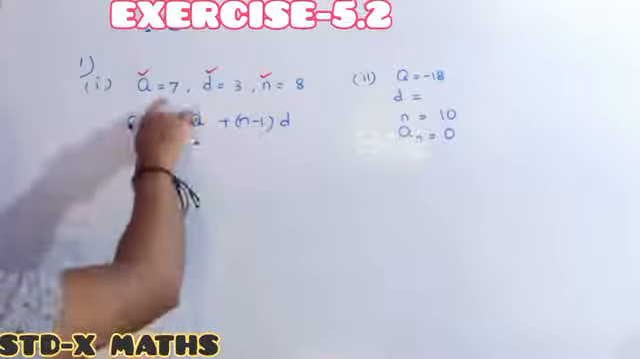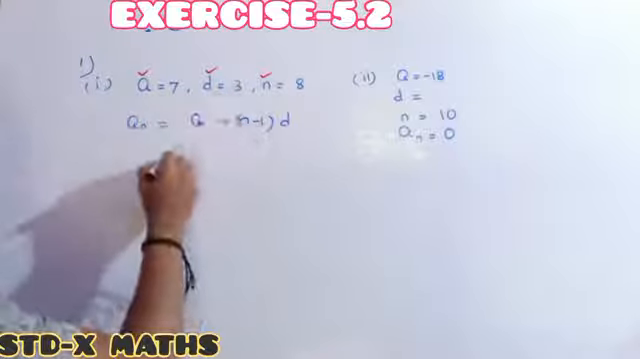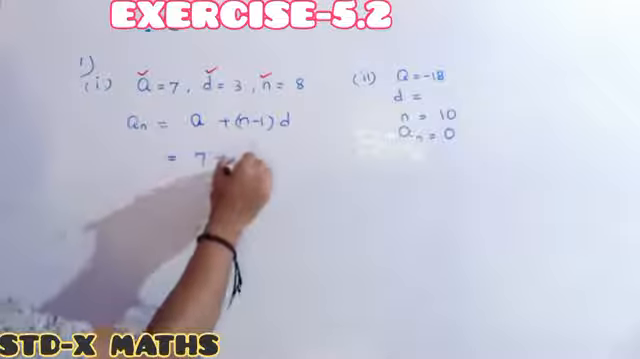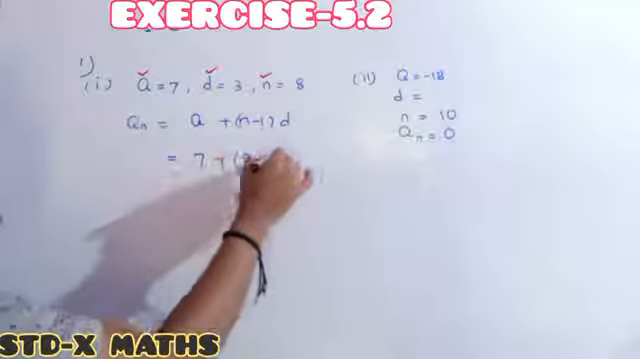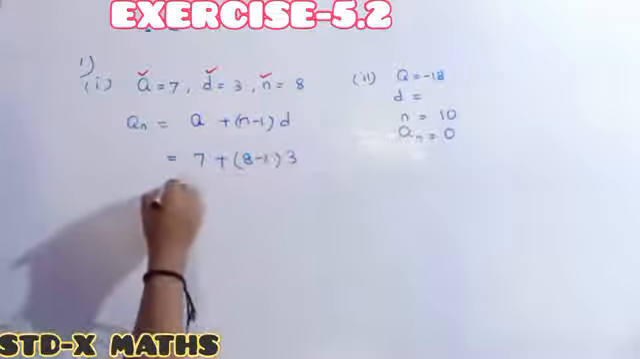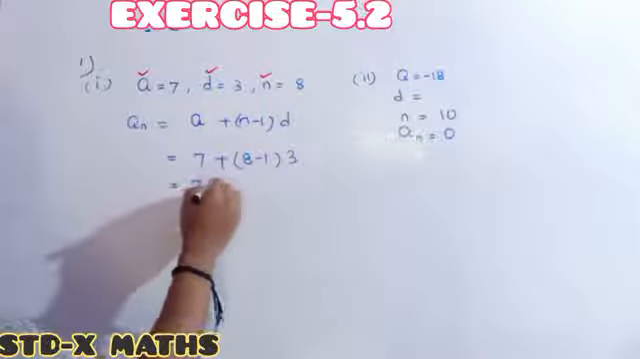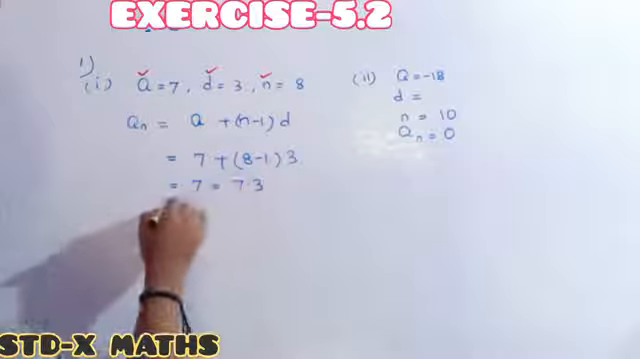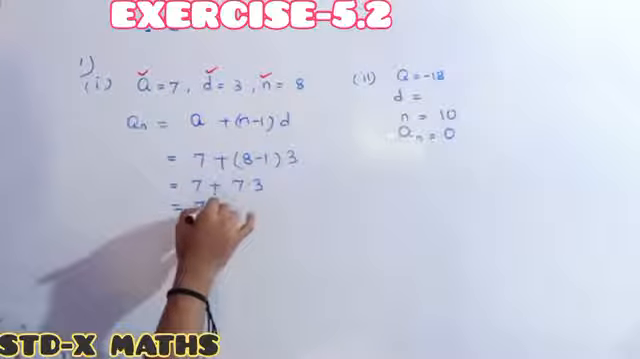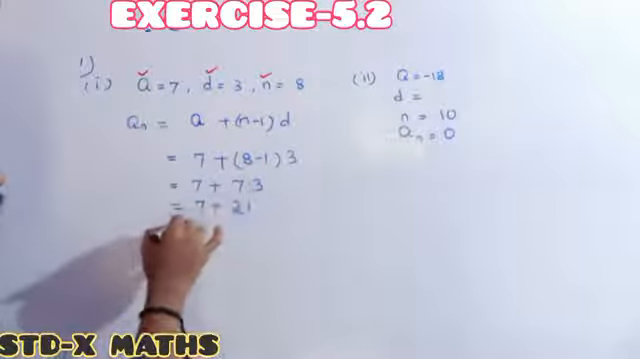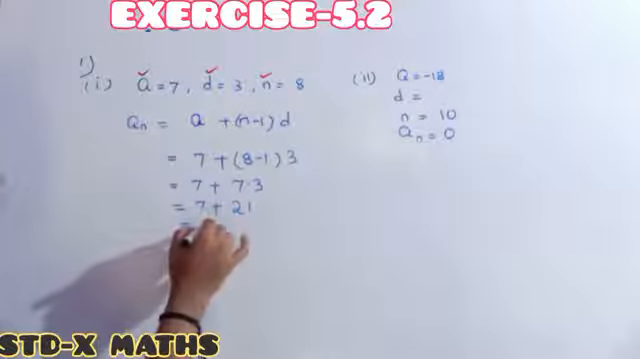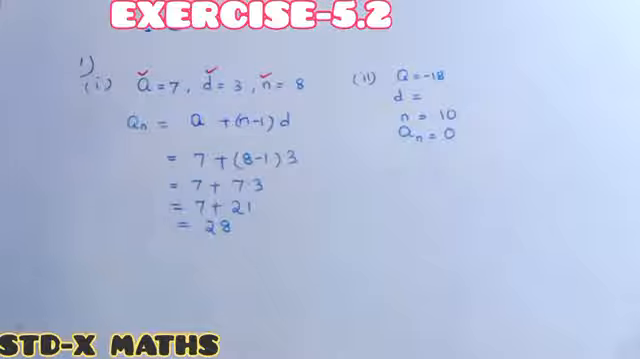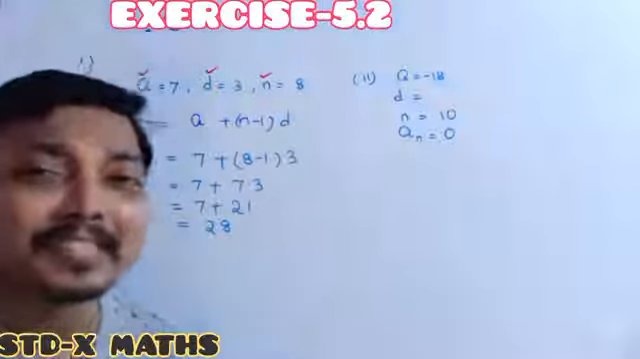Understood? Only you have to put down the values here. See, A means 7, plus N means 8 minus 1, D means it is our 3. Which implies 7 plus (8 minus 1) into 3, which is equal to 7 plus 21, which is equal to 28. Understood or not understood? How easy is this question?